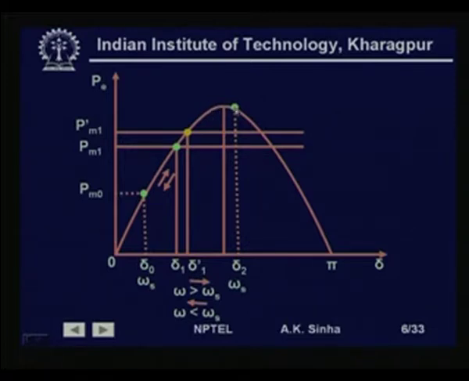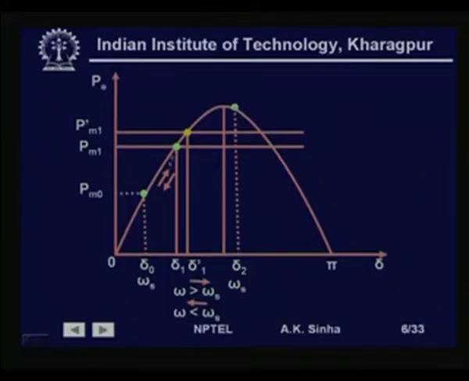Now, suppose at this point, when the rotor has reached this point, the speed becomes equal to the synchronous speed. Now, what is going to happen? All through this period the speed was gaining because we had accelerating power available. As soon as we crossed this, the speed was more than synchronous speed, but now we have decelerating power. So, speed will start reducing, and when we reach this point, the speed has come back to the synchronous speed.